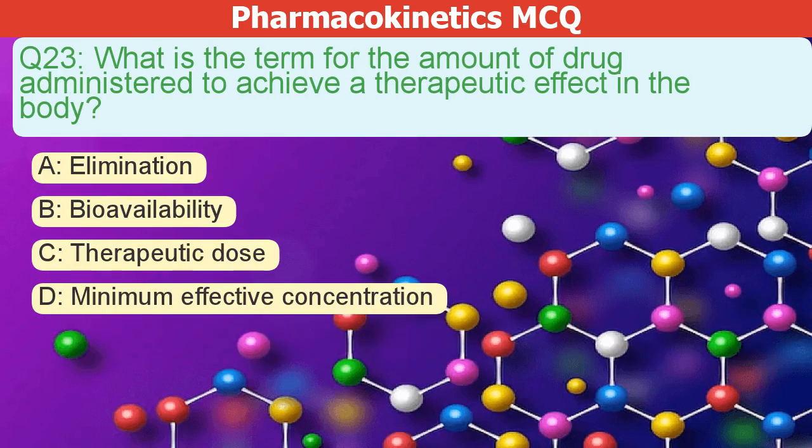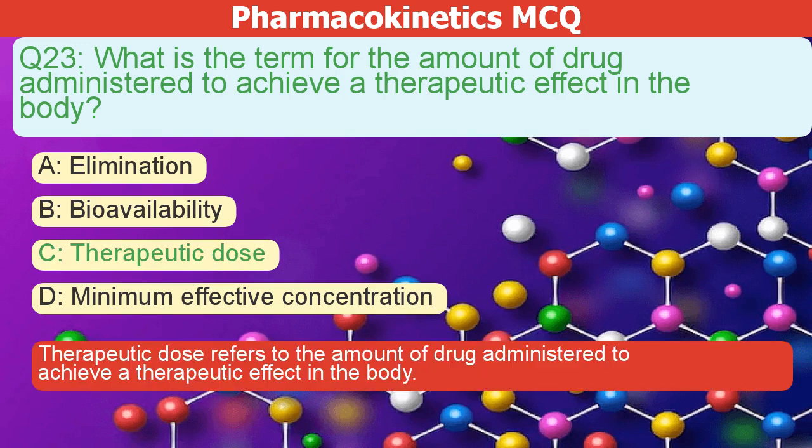What is the term for the amount of drug given to get the desired medical effect? A. Elimination. B. Bioavailability. C. Therapeutic dose. D. Minimum effective concentration. The correct answer is C. Therapeutic dose refers to the amount of a drug given to achieve its intended effect in the body.